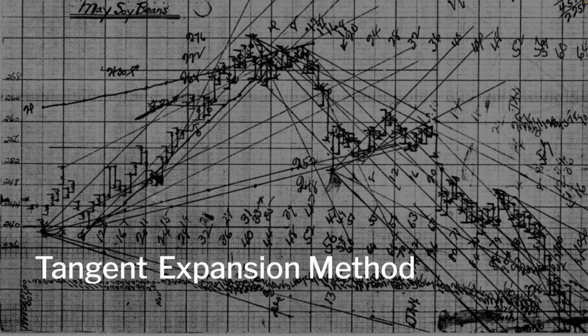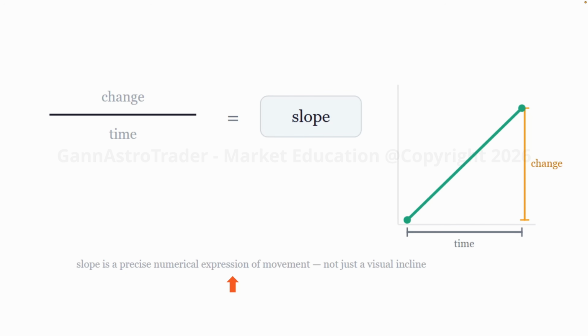Whenever something moves, two dimensions are involved: how far it moves and how long it takes. This relationship is the foundation of measurement. When we compare change to progression, we form a ratio. This ratio expresses how much movement occurs per unit of time. In geometry, this relationship is called slope. Slope is not just a visual incline. It is a precise numerical expression of movement.